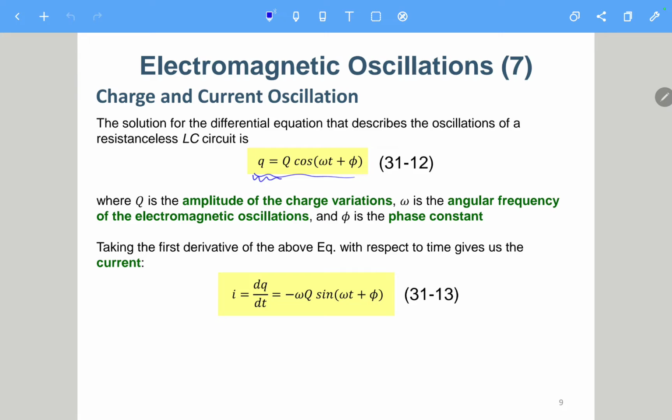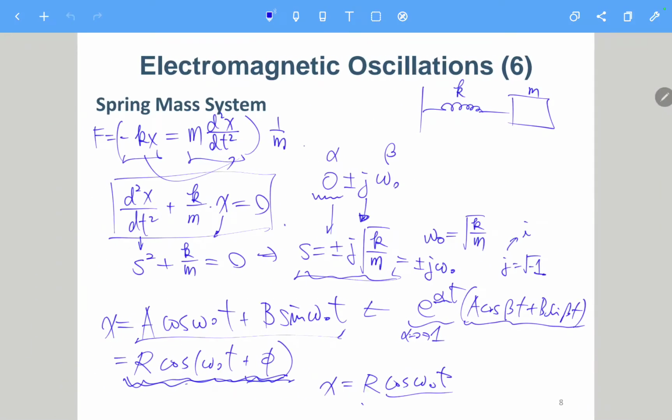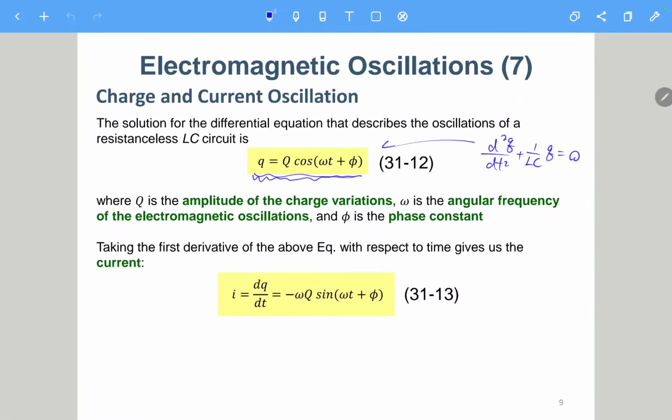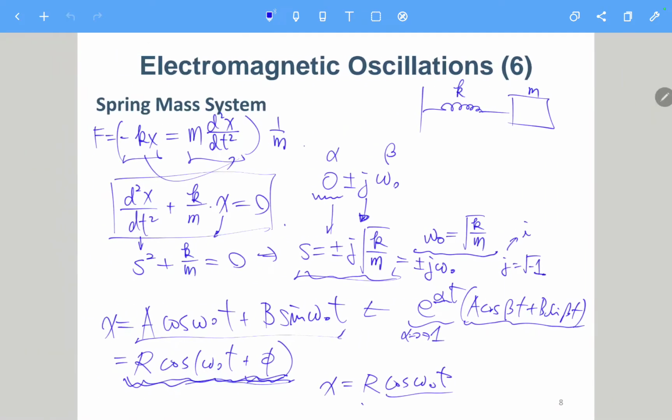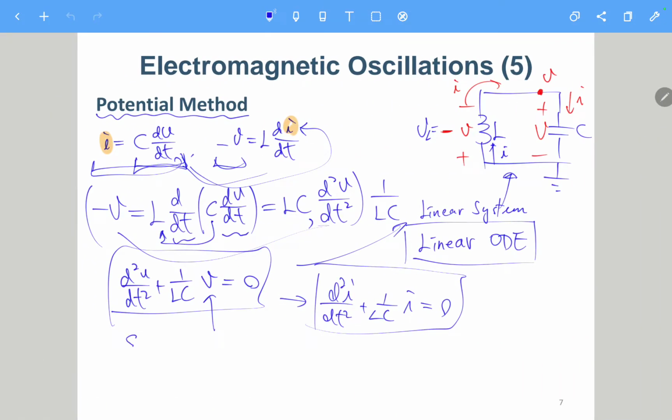So here it also tells you that the solution to d2q dt2 plus 1 over LC q equals 0 is like this: capital Q multiplied by cosine omega t plus phi, just as what we have here. The only difference is that for the spring mass system, omega 0 is the square root of k over m. Here, this omega is 1 over the square root of LC. So if you try to solve the equation here, we have s squared plus 1 over LC equals 0. So we have s equals plus or minus j times the square root of 1 over LC, which means that here omega is 1 over the square root of LC.